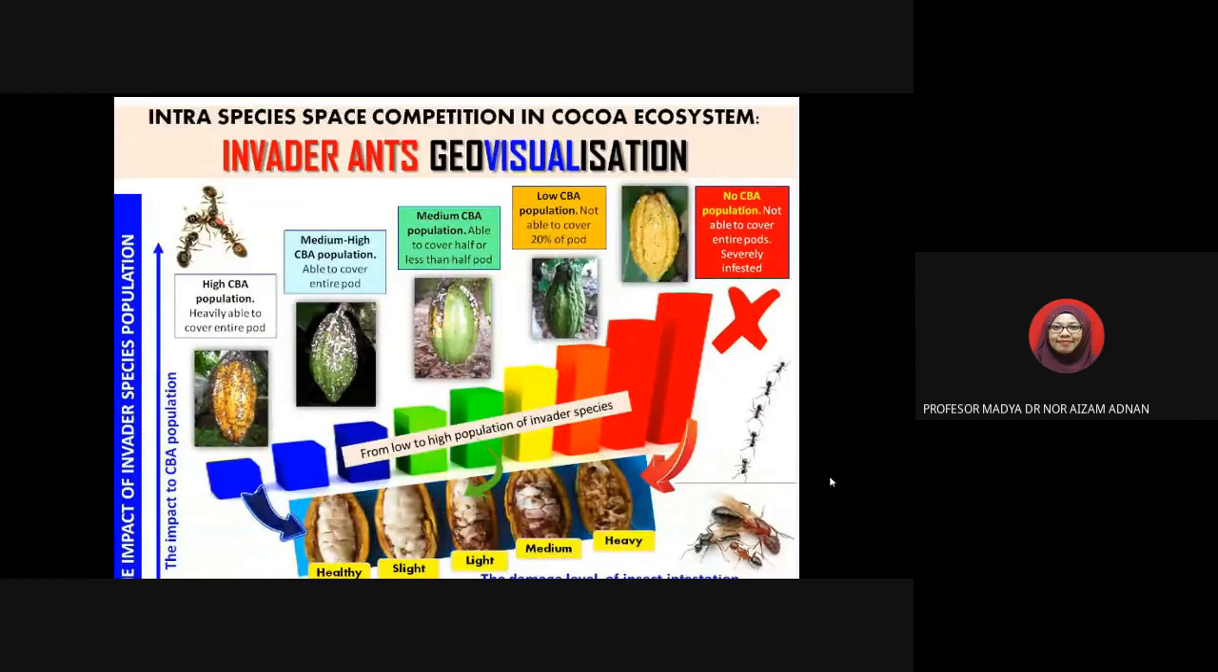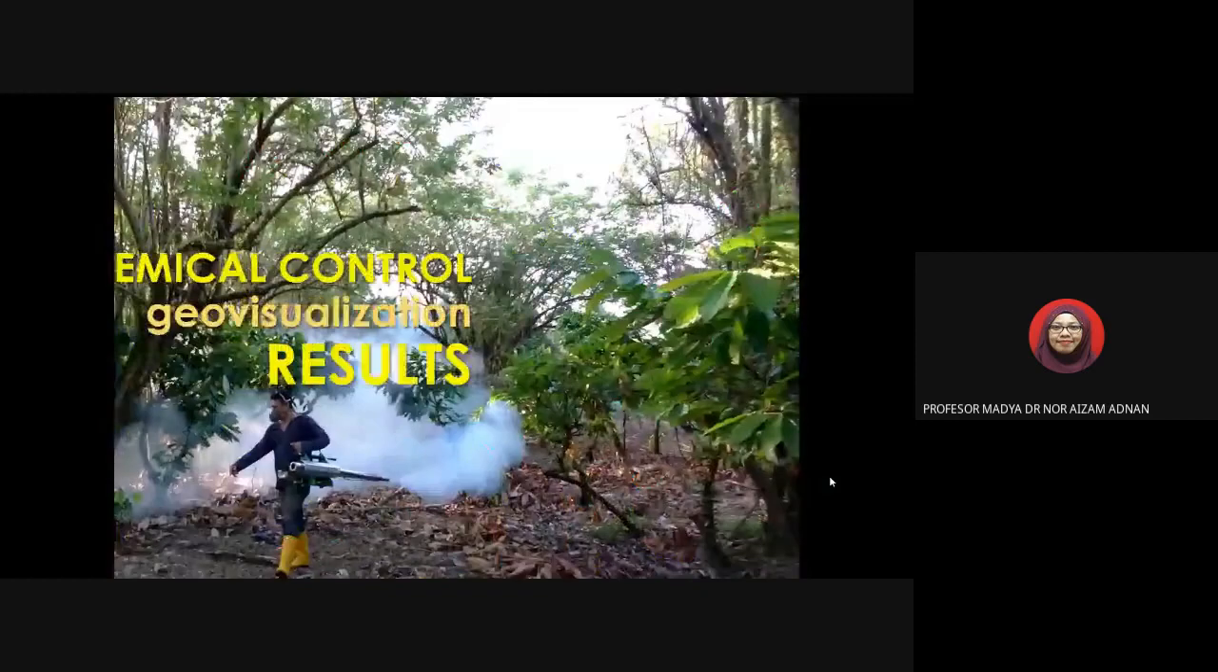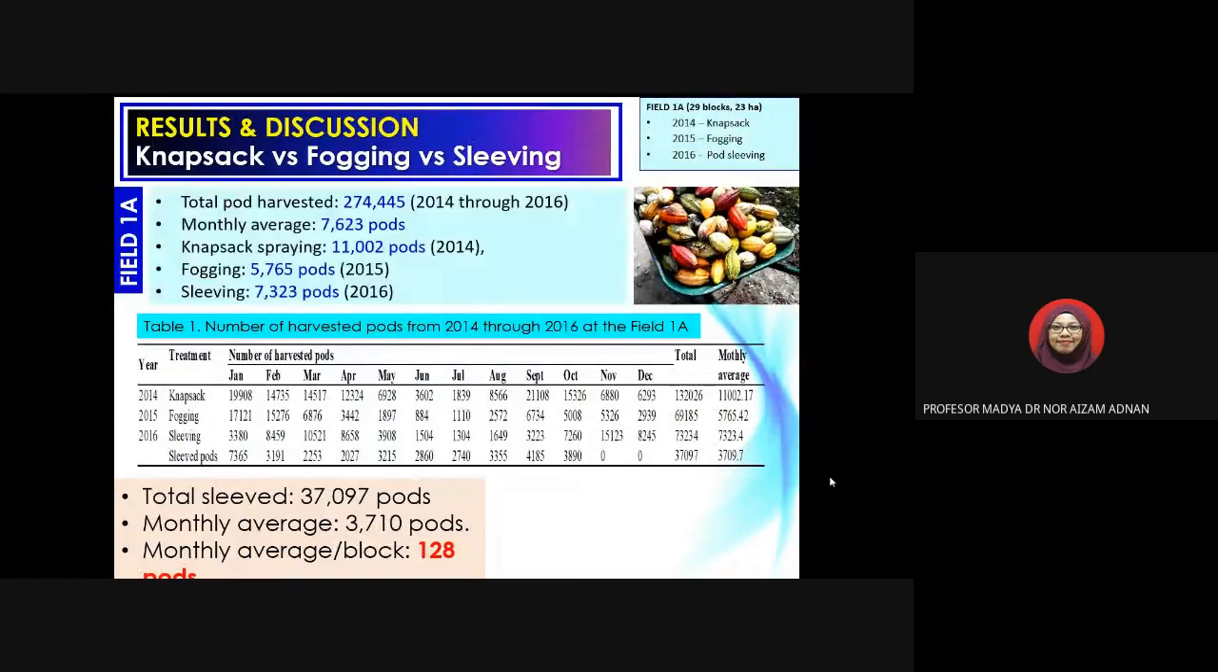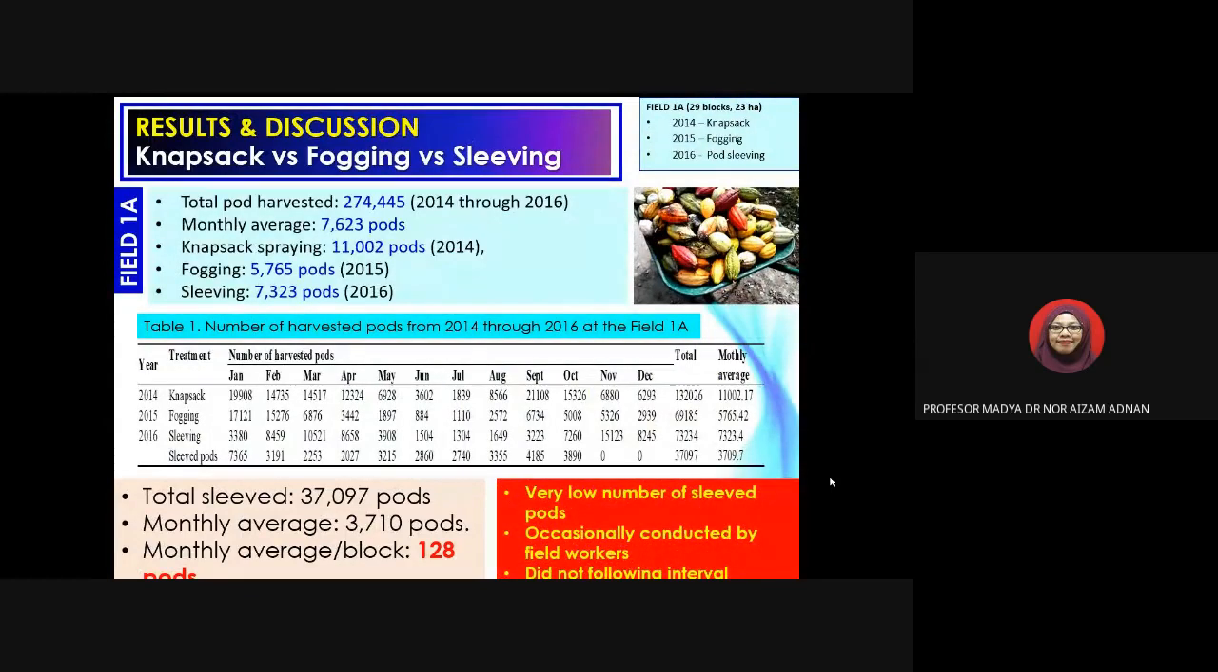The study revealed that with a high number of CBA population, there was no infestation of cocoa pods, producing healthy cocoa. Otherwise, a lower CBA population will cause severe damage to the cocoa pod and lower production of cocoa beans for chocolate production. For the chemical control result, firstly, the total number of harvested pods using knapsack and fogging techniques was analysed.